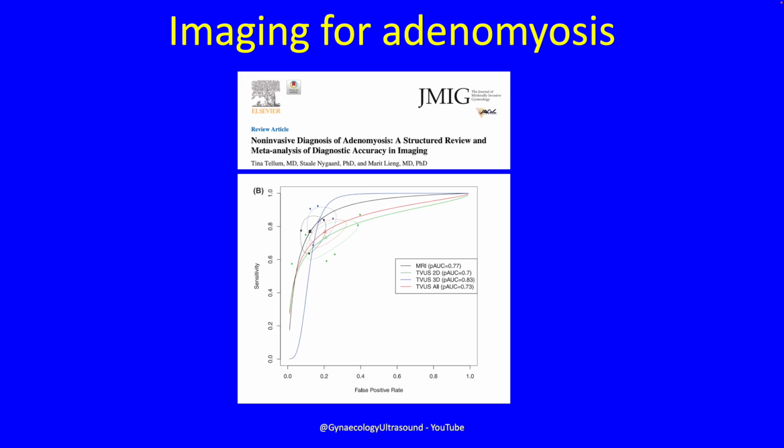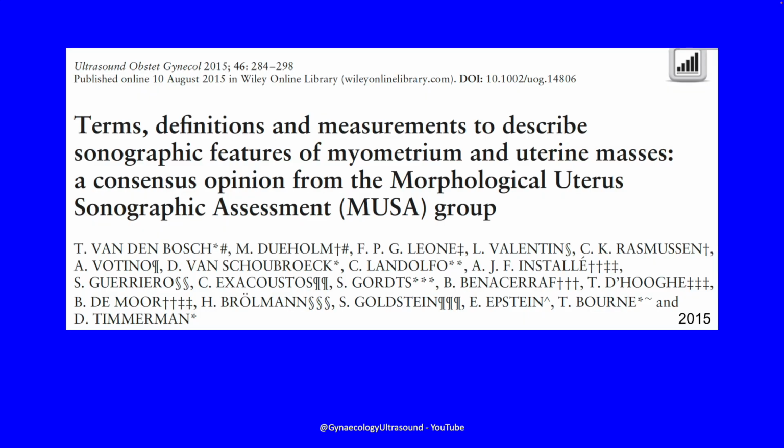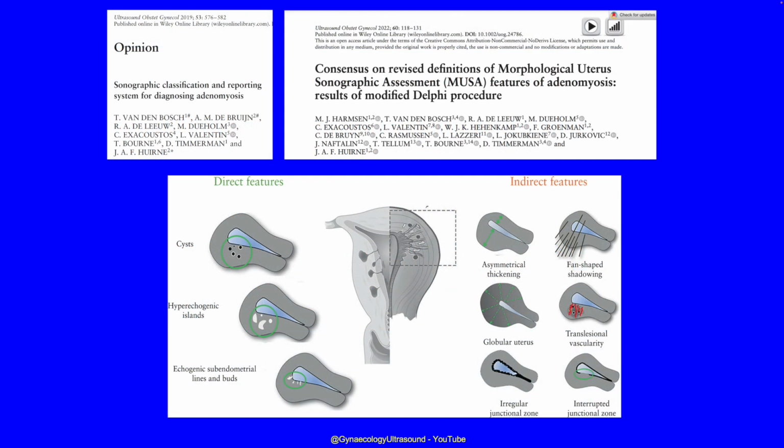How can we image adenomyosis? Well, MRI and ultrasound are equally good. So that's very lucky, because ultrasound is what we do. The MUSA group in 2015 gave us a system, language, and technique for describing adenomyosis. They've written several papers since then, and what they've settled on is this definition.